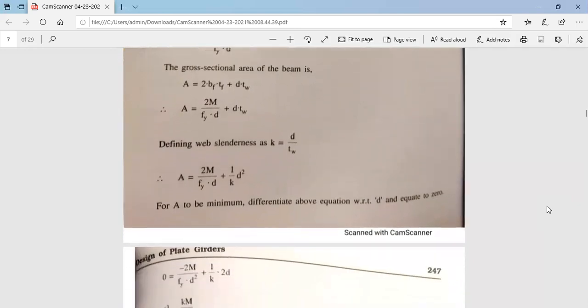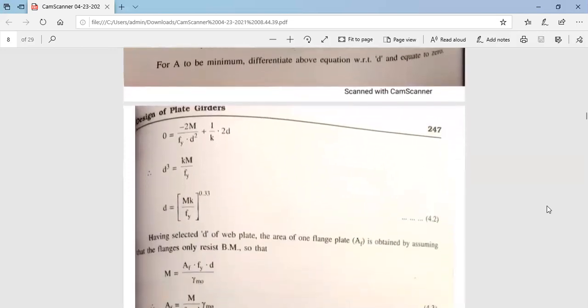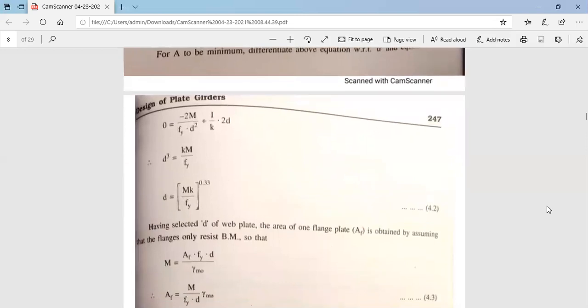Defining the web slenderness as k equal to d by Tw, put this value in the above equation, which means A is equal to 2M divided by Fy into d, plus 1 by k d square. So for A to be minimum, differentiate the above equation with respect to d and equate it to 0. As a result, we have our final answer: d cube is equal to kM by Fy.